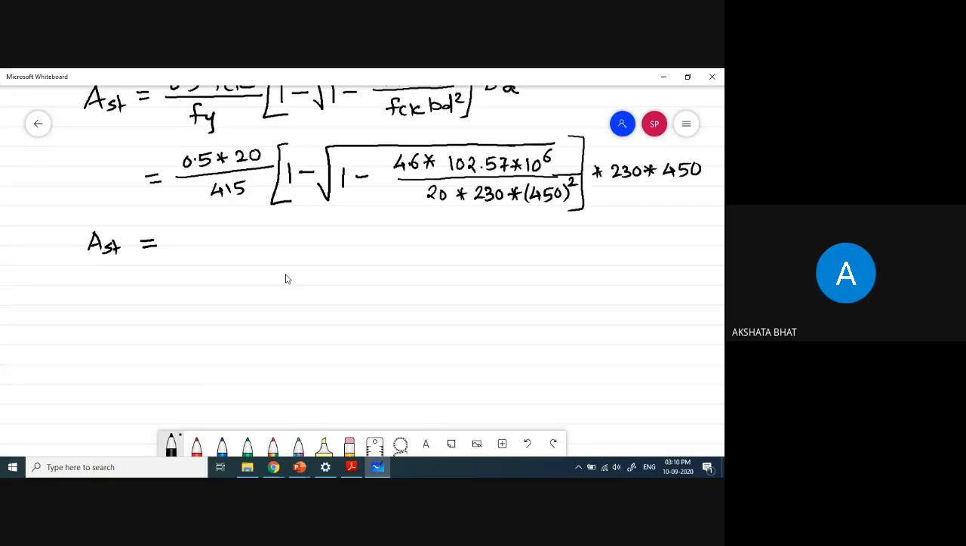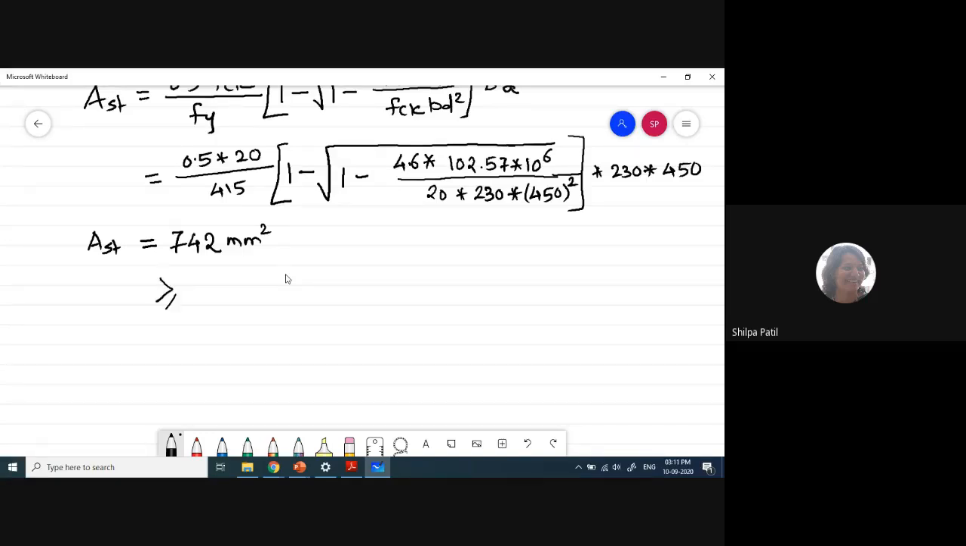742.11. Again, please. 742.11. Okay, 742. Let us consider 742 mm square. Now there is a check for this AST. It should be greater than the minimum value and it should be less than the maximum value.